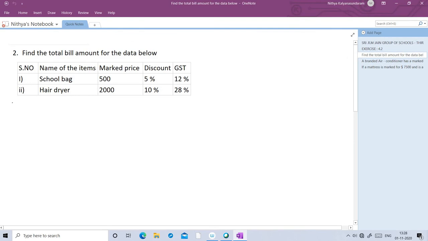Next question. Find the total bill amount for the data below. We want to find the total bill amount for a school bag and a hair dryer. The marked price for the school bag is 500, discount is 5% and GST is 12%. The hair dryer's marked price is 2000, discount is 10%, GST is 28%. So we want to find the school bag bill amount, then the hair dryer bill amount, then you can add both the bill amounts, and you will get the total bill amount.